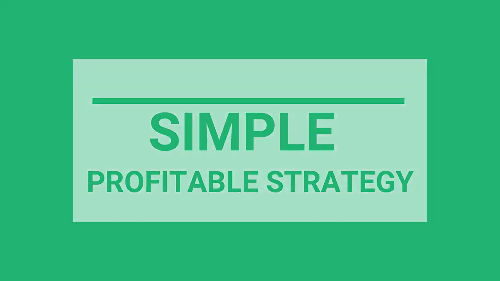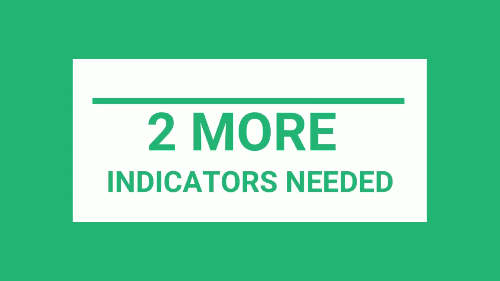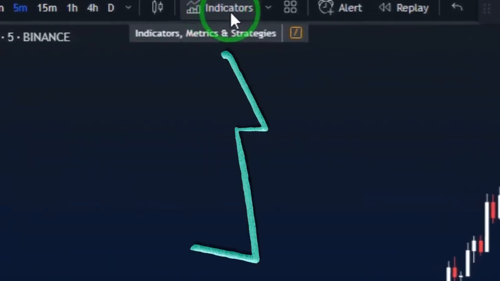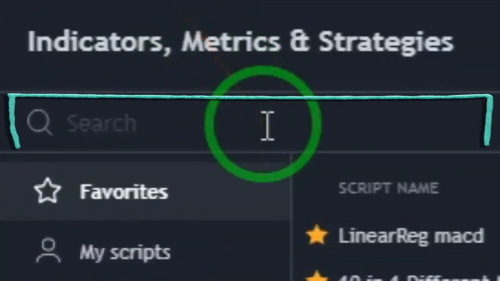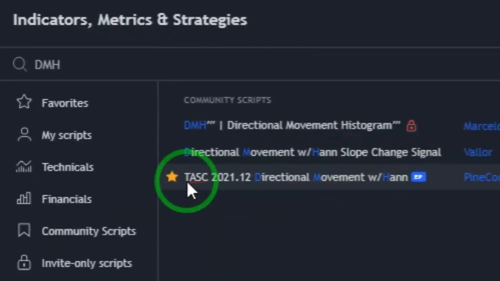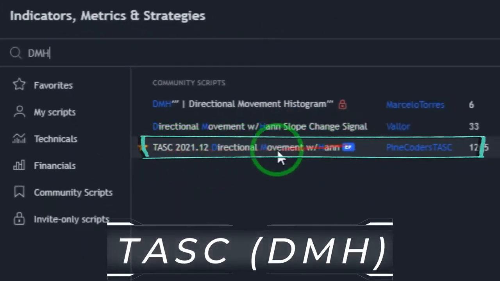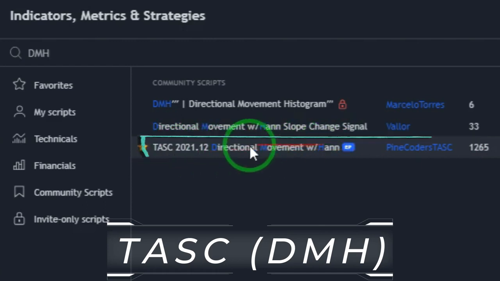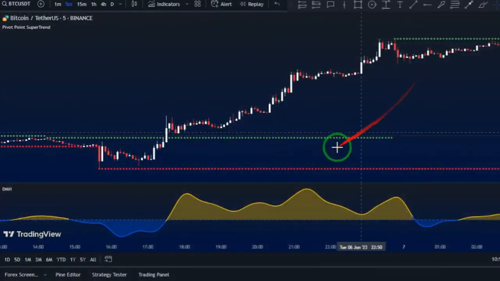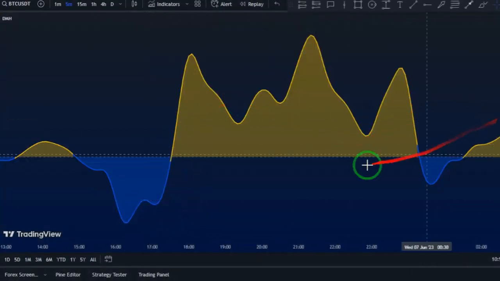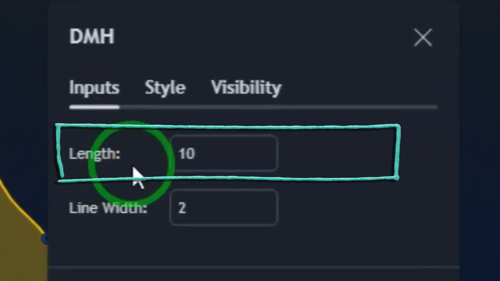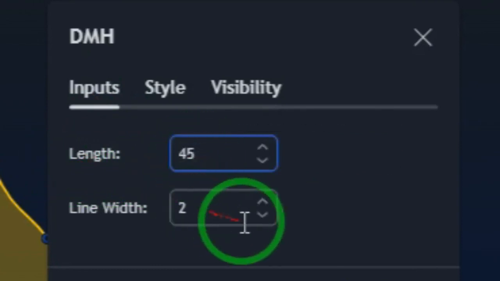However, there's still a couple more indicators we need to add to filter out as many fake signals as possible. So next, add the directional momentum indicator. This indicator identifies trend direction. After adding the indicator, head over to its settings and change the length value to 45. Then also adjust the line width to 3.